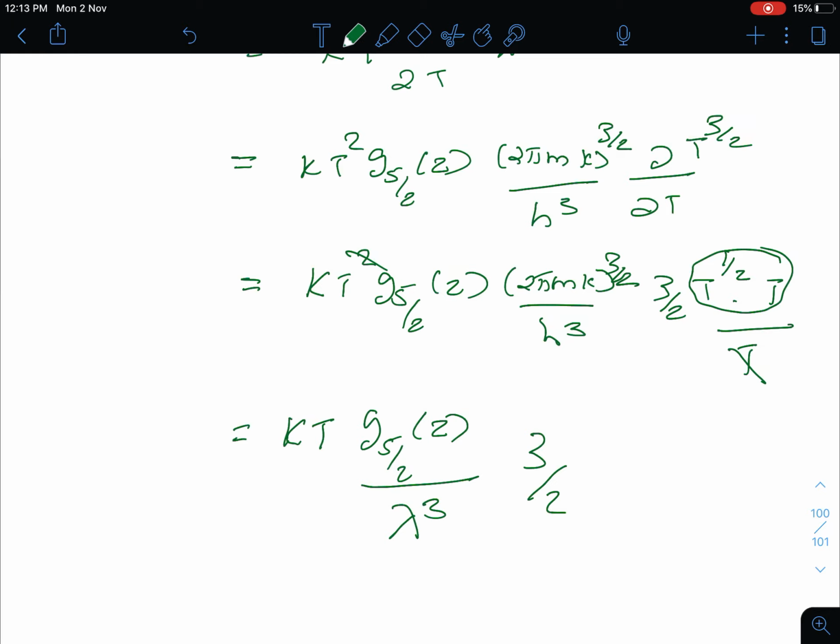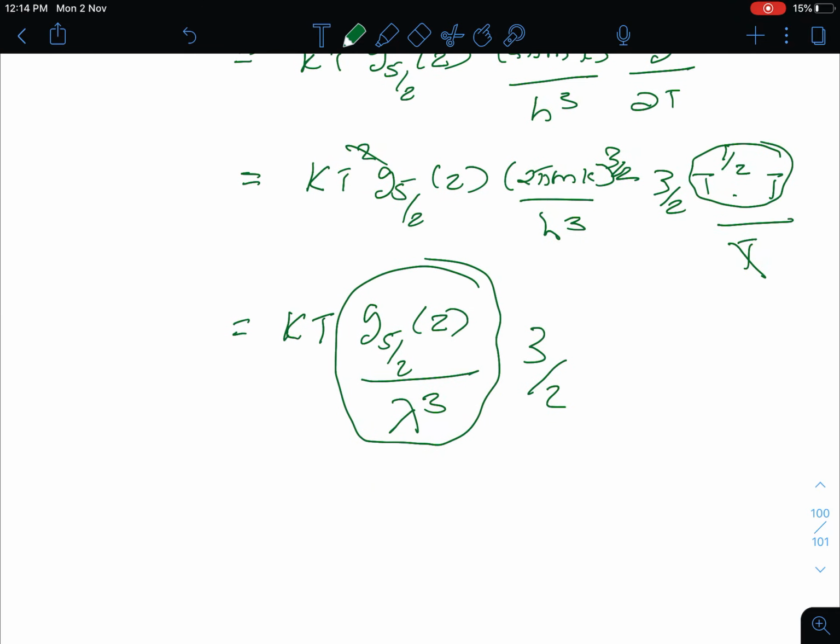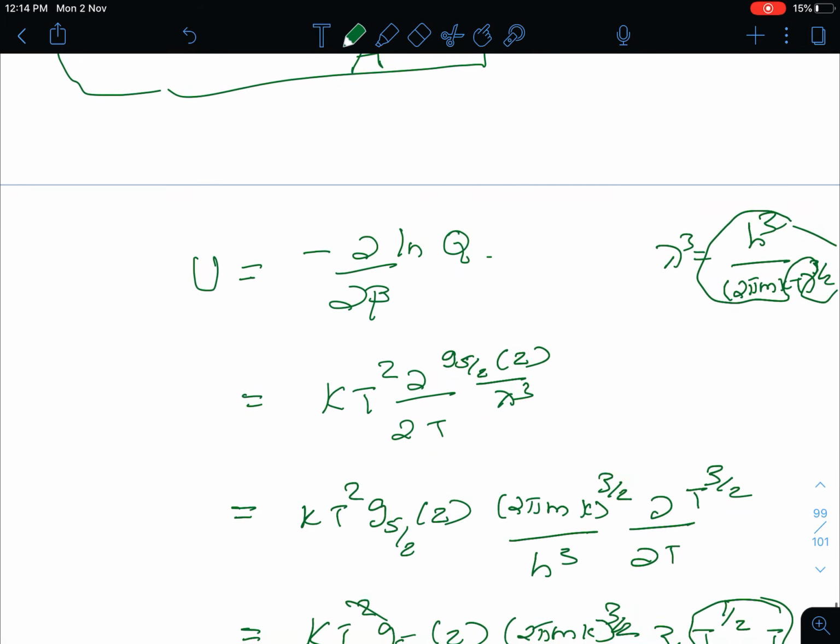into lambda cube. But what is g 5 by 2 of z by lambda cube? That is p by kt. So kt into p by kt, you have a v missing here. Oh, sorry, I made a mistake, I think.